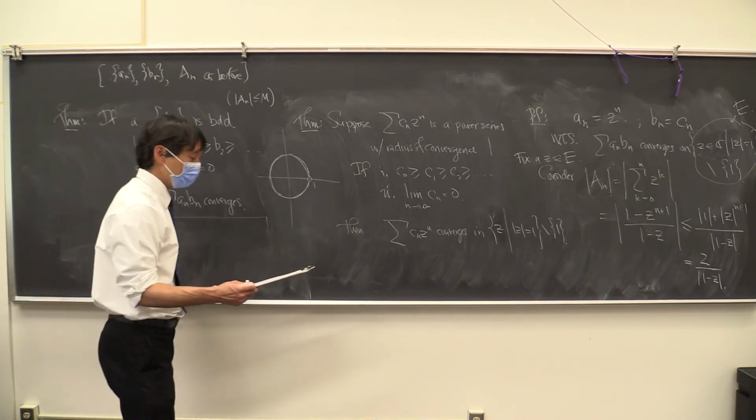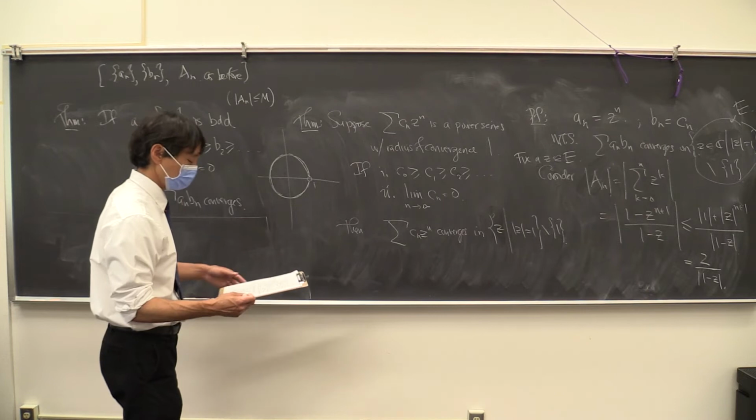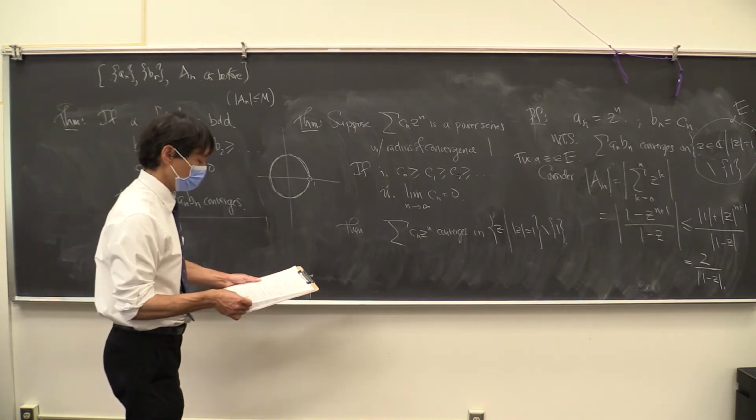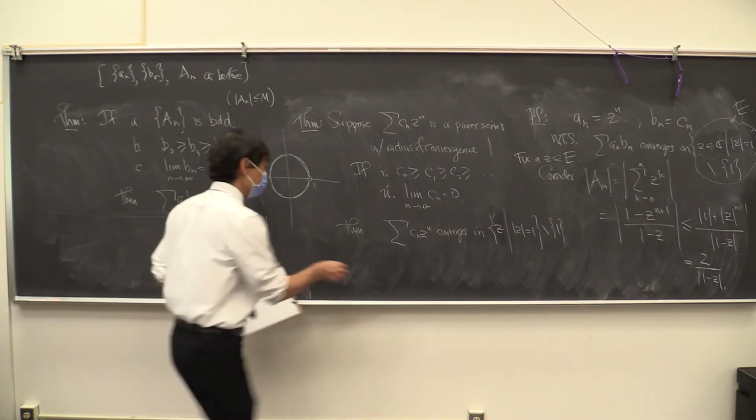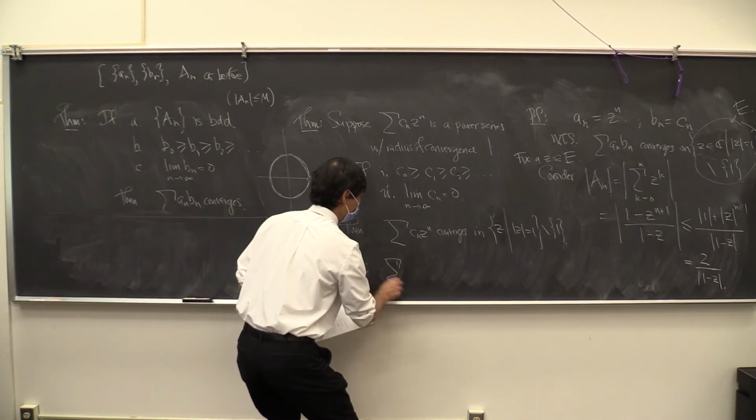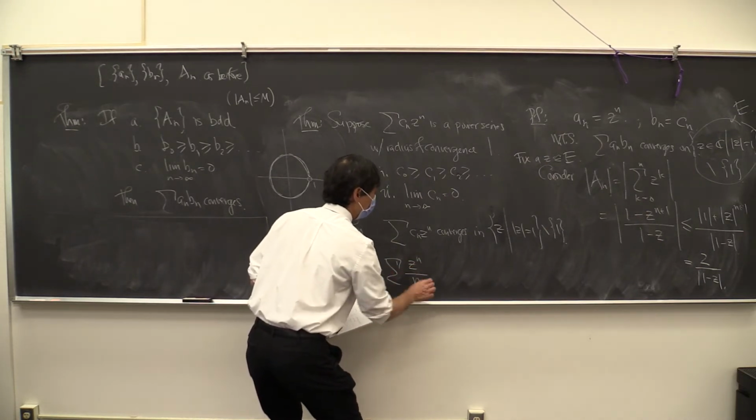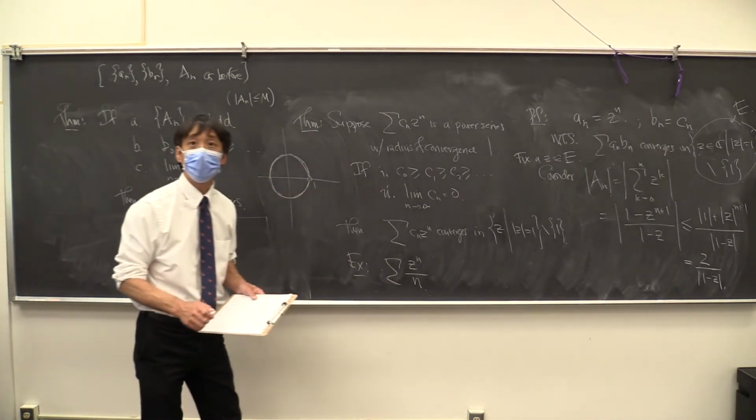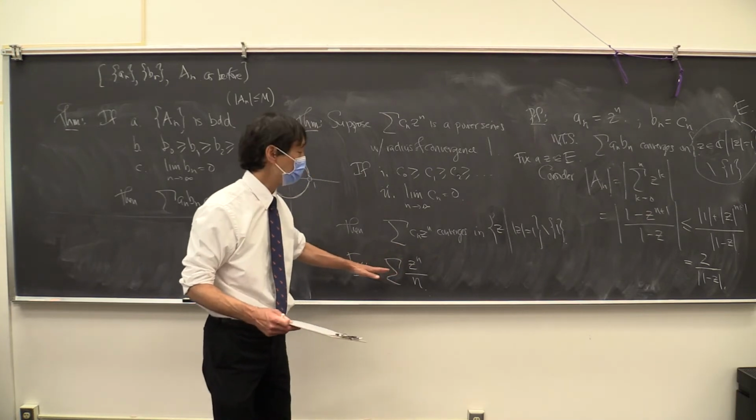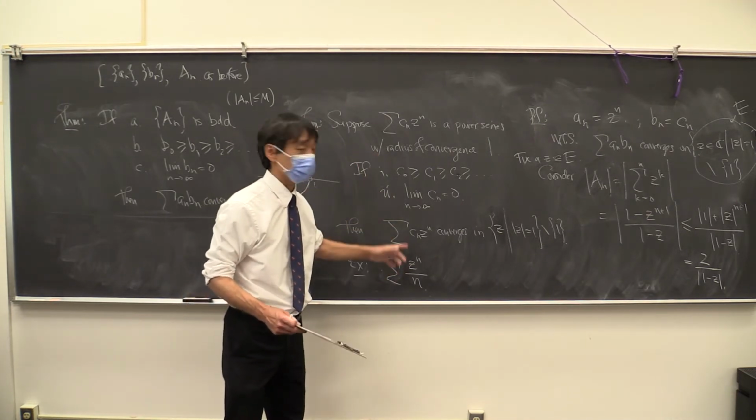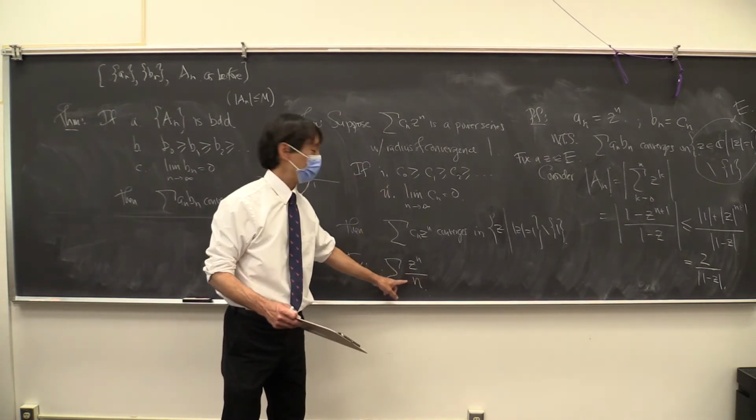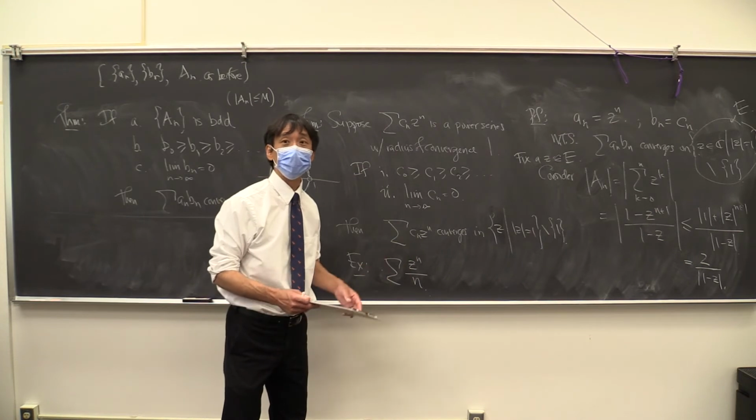Okay. So there is an example. Let me just throw this example out. If we have the power series z to the n over n, this thing converges in the unit disk, and by this theorem, you see that it converges on the boundary as well, except at 1. At 1, you get the harmonic series. It diverges.